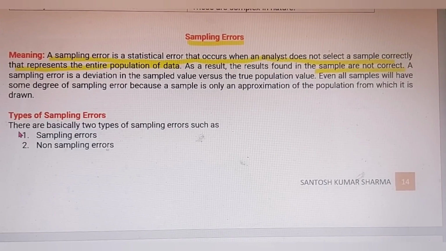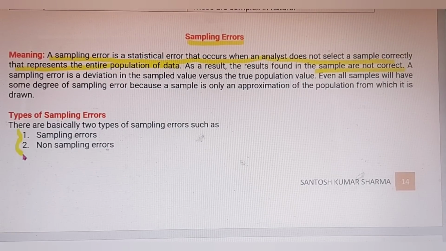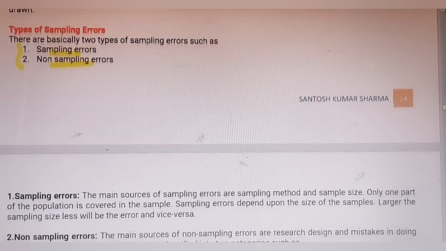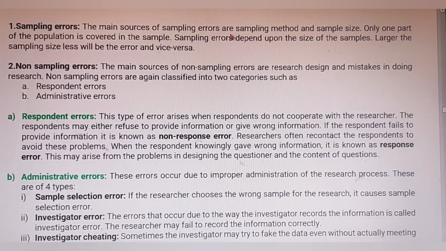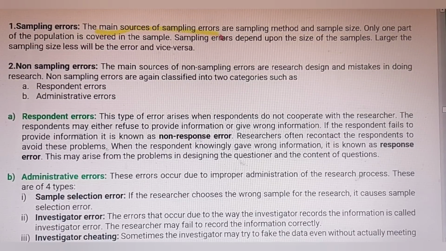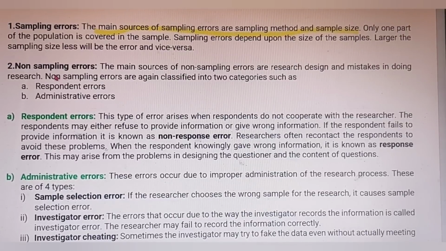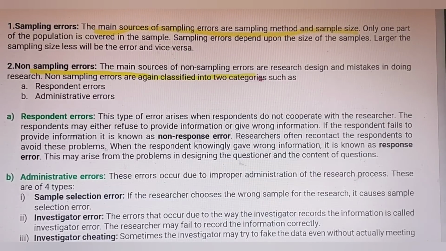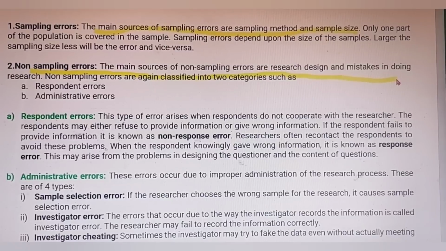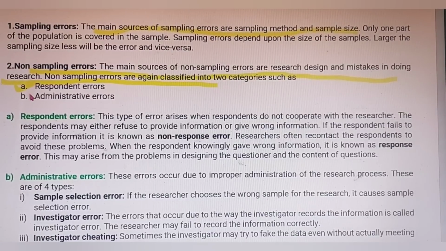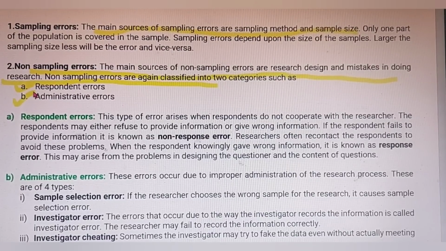Errors can be divided into two types. One is sampling errors, the other is non-sampling errors. Now let's try to understand what these are all about. The main sources of sampling errors are the sampling method, sample size, research design, like that. And the main sources of non-sampling errors are research design and mistakes in doing the research. Again, we can divide non-sampling errors into two types. One is respondent errors, the other is administrative errors.